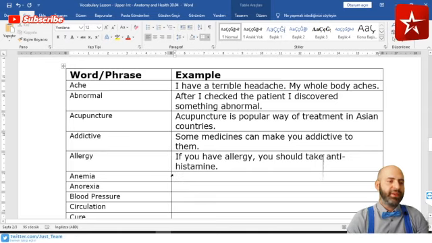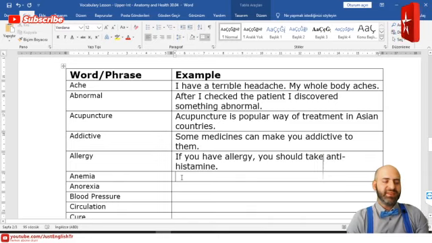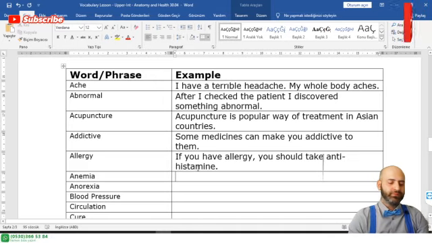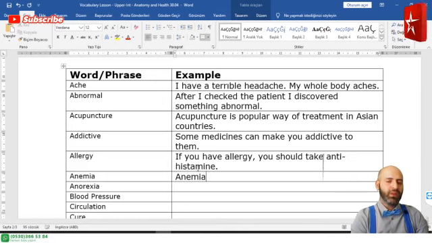The next word that we will discuss is anemia. This is when a person's body does not have enough iron and in our blood some things are missing. Anemia is a very serious disease.